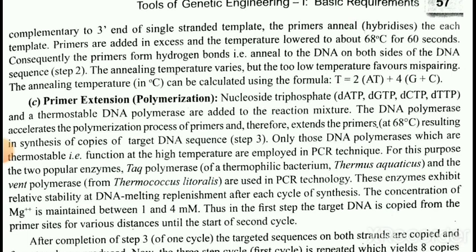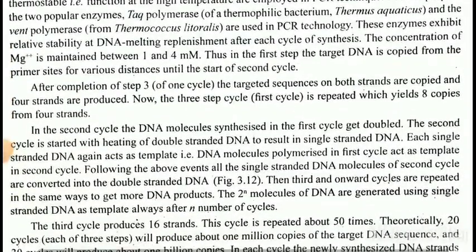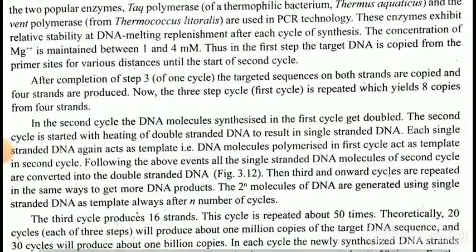Step 3. Only those DNA polymerases which are thermostable, i.e., function at high temperature, are employed in the PCR technique. For this purpose, the 2 popular enzymes, Taq polymerase of the thermophilic bacterium Thermus aquaticus, and the Vent polymerase from Thermococcus litoralis, are used in PCR technology. These enzymes exhibit relative stability at DNA melting temperature, and are replenished after each cycle of synthesis. The concentration of magnesium is maintained between 1 and 4 millimolar.